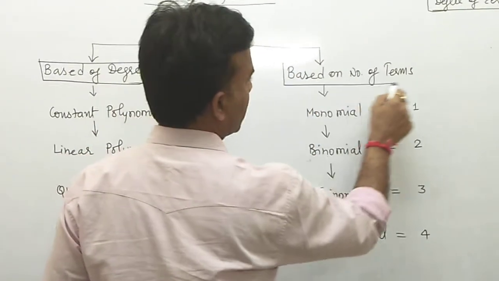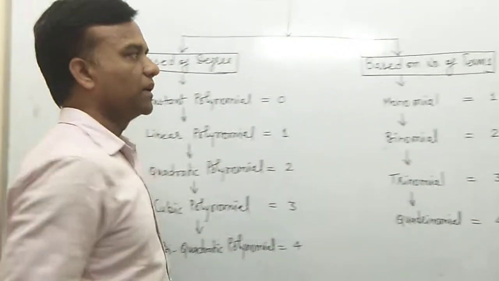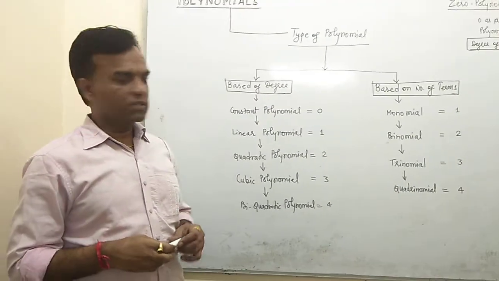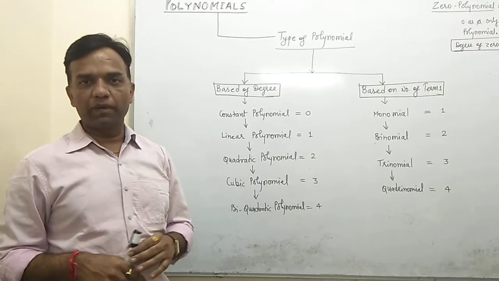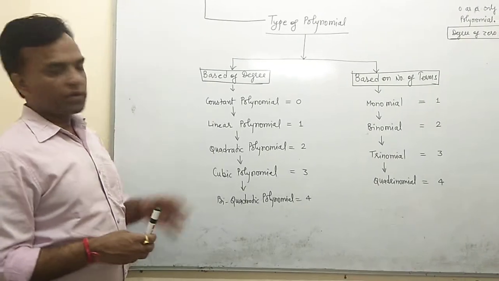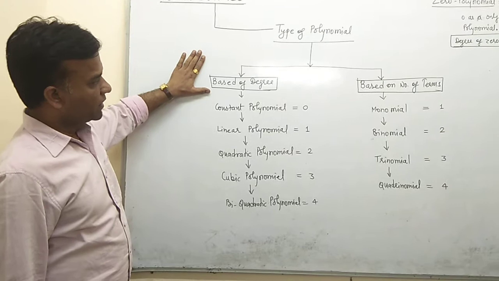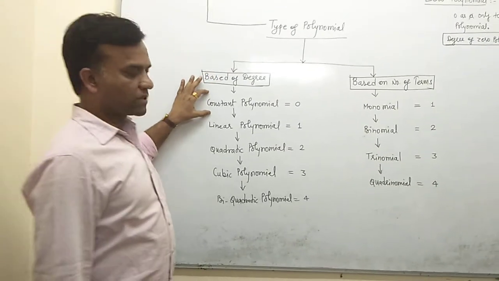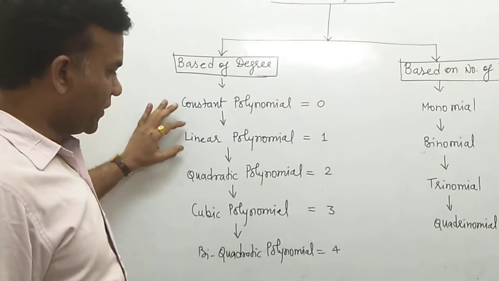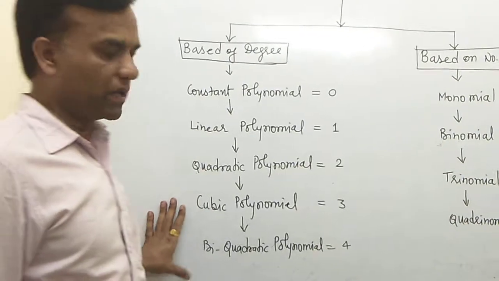based on the number of terms, because there are two basic concepts related to the polynomial. One is based on the degree, the other is based on the number of terms. So basically you divide into two parts. Here we draw the flow chart for both divisions. Now, based on degree, we have constant polynomial, linear polynomial, quadratic polynomial, cubic polynomial, and biquadratic polynomial.